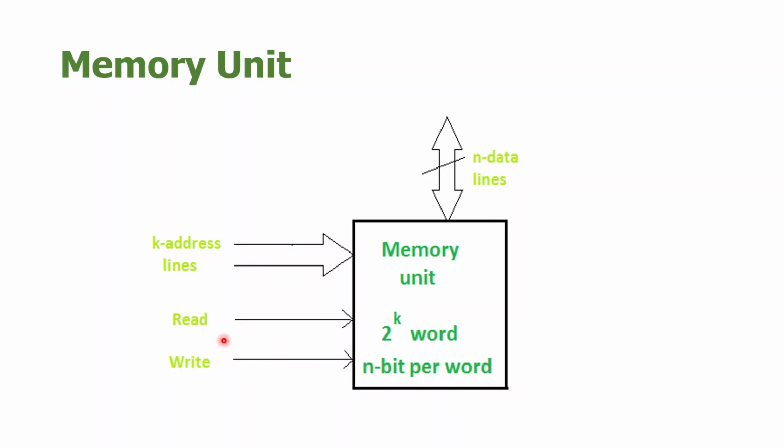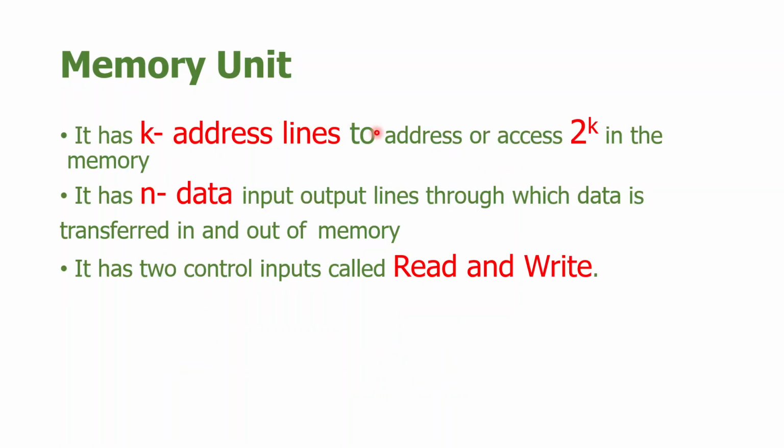Now the read and write control signals. If read is active, that means we are going to take the data from the memory. A write operation means we are going to enter the data into the memory. The transfer of data to or from the memory is controlled by these control signals. So it has k address lines to access the 2 power k rows in the memory. It has n data input-output lines through which the data is transferred in and out of the memory, and it has 2 control inputs, read and write.